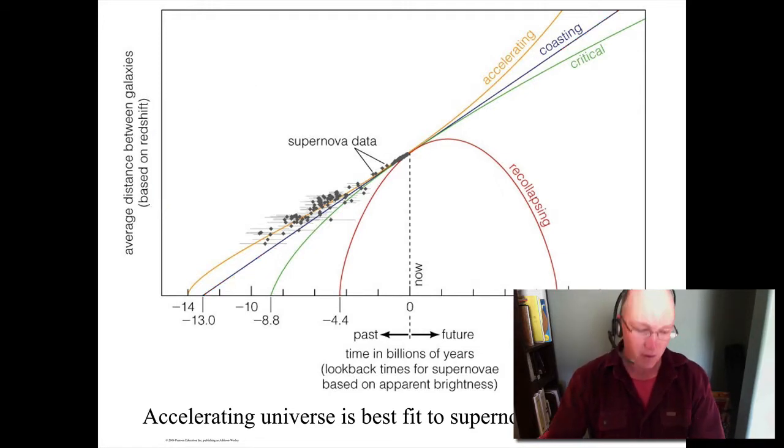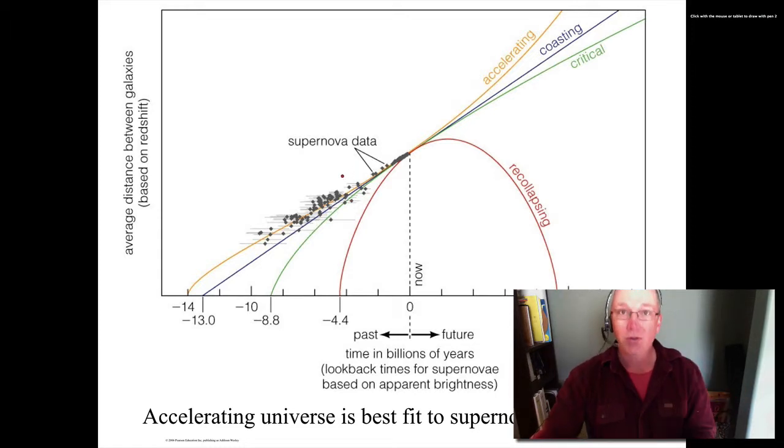And so if you look at these data, back in the early 90s and mid 90s, these were the supernova data taking us out to here. And right around here was when I was in graduate school. And those data couldn't really distinguish between the observations of the critical, coasting or accelerating universe. We had pretty much ruled out the recollapsing universe at that point because the data was so far above the recollapsing line, but we hadn't been able to rule out these other three.